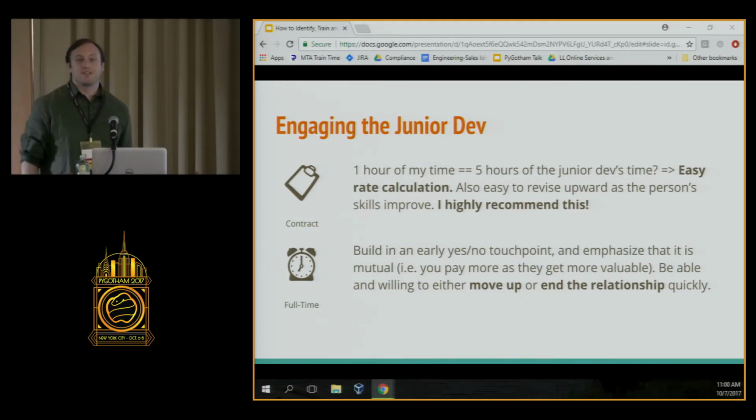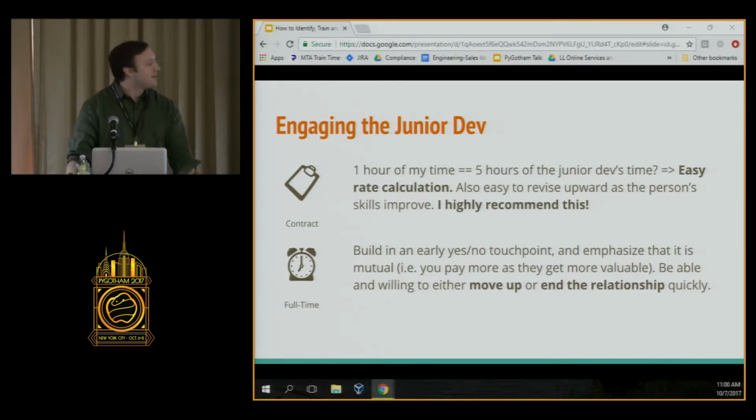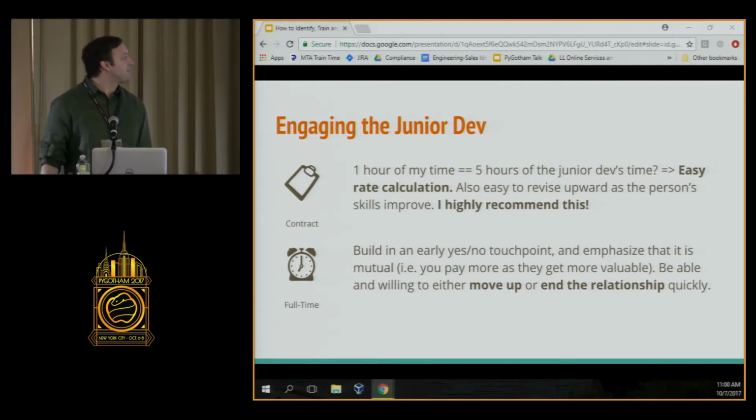I recommend contracting for a few reasons. For one, it is really easy to figure out what the person should be paid, what they're worth as far as how valuable their time is at a given point. And one thing that I've found is that it often improves really quickly. So if you know, for example, that 5 hours of the junior developer's time is about equivalent to what you could do in 1 hour, you have a very easy rate calculation on your hands. And when that goes to 2 hours to 1 hour, you know what they're worth at that point too. And it's really easy to say, okay, well, let's bring your rate up.